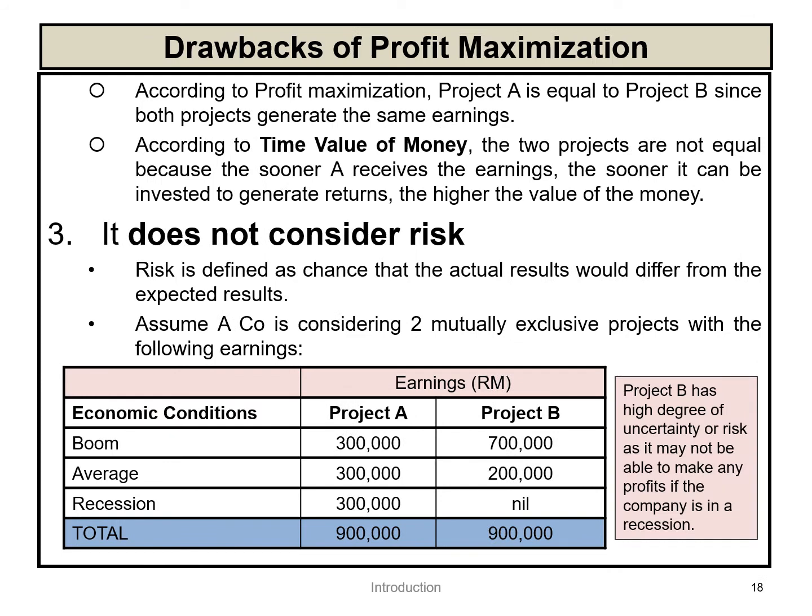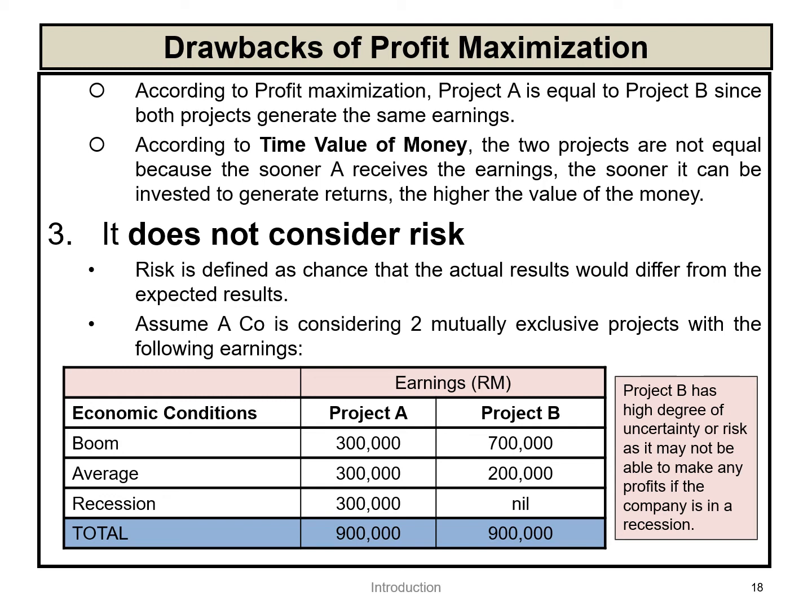According to profit maximization, project A is equal to project B since both projects generate the same earnings. However, according to the time value of money concept, the two projects are not equal because the sooner a firm receives the earnings, the sooner it can be invested to generate returns, and the higher the value of the money.